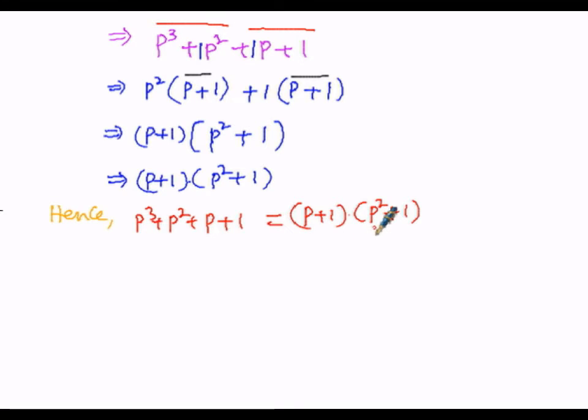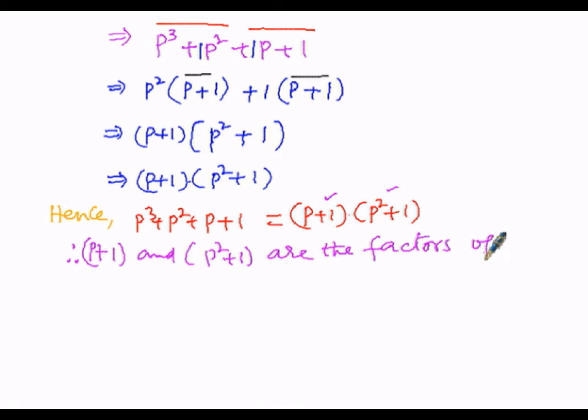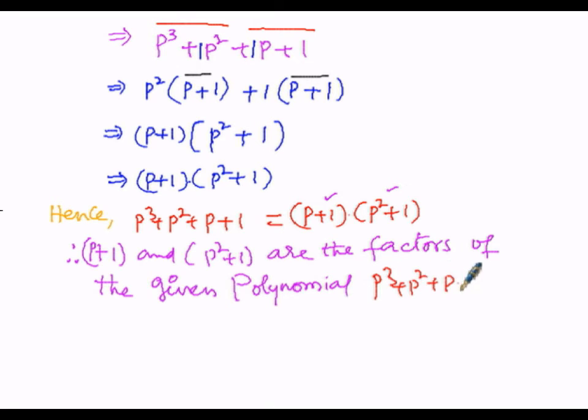So here, hence or therefore, p plus 1 and p square plus 1 are the factors of the given polynomial, which is p cube plus p square plus p plus 1.